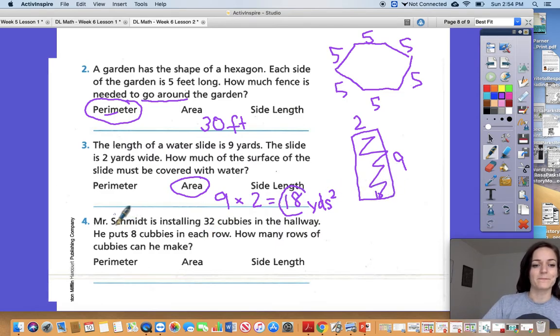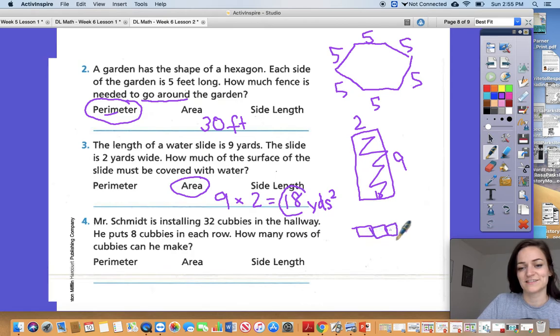Last one. Mr. Schmidt is installing 32 cubbies in the hallway. Okay, so he's got 32 little boxes like this. He puts 8 cubbies in each row, so I'm going to draw 8 in each row, and they're not going to be perfect, but 1, 2, 3, 4, 5, 6, 7, 8. How many rows of cubbies can he make if he has 32? So ask yourself, am I finding the perimeter? Am I finding the area, or am I finding the missing side length?